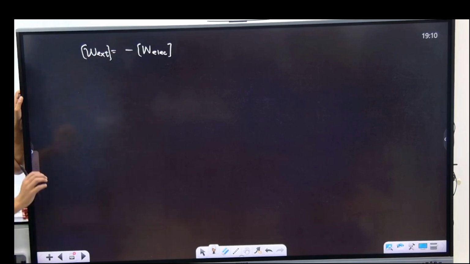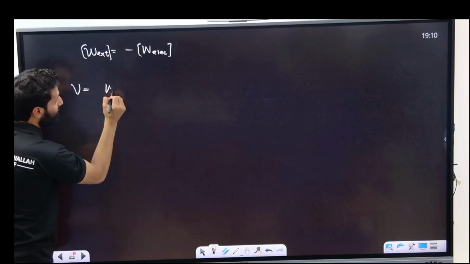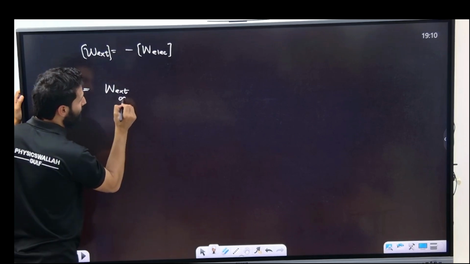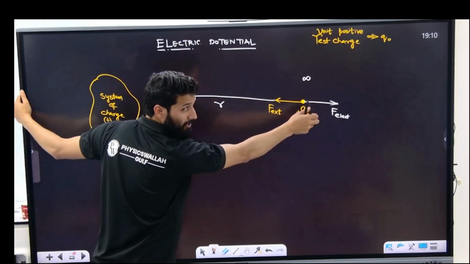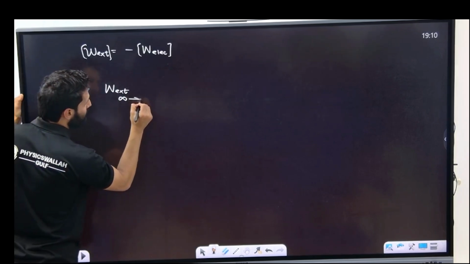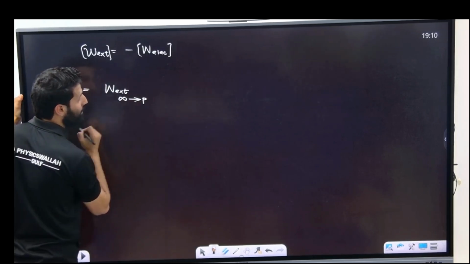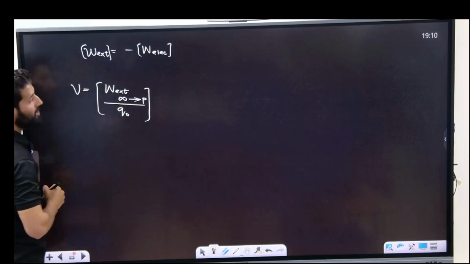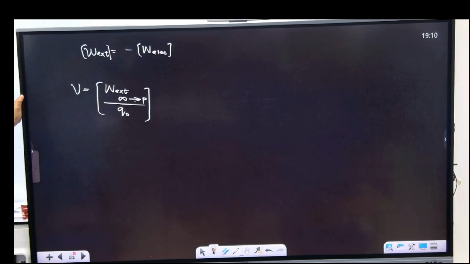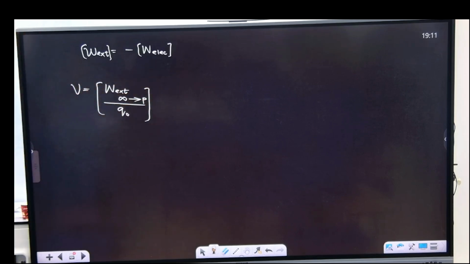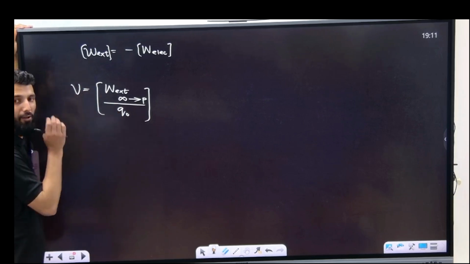But what is potential? Potential at any point P I define as the work done by the external force to bring the positive test charge from infinity to some point P, per unit test charge. This is how I define potential. Is it clear? But how did I move it? Very slowly. You have to remember.